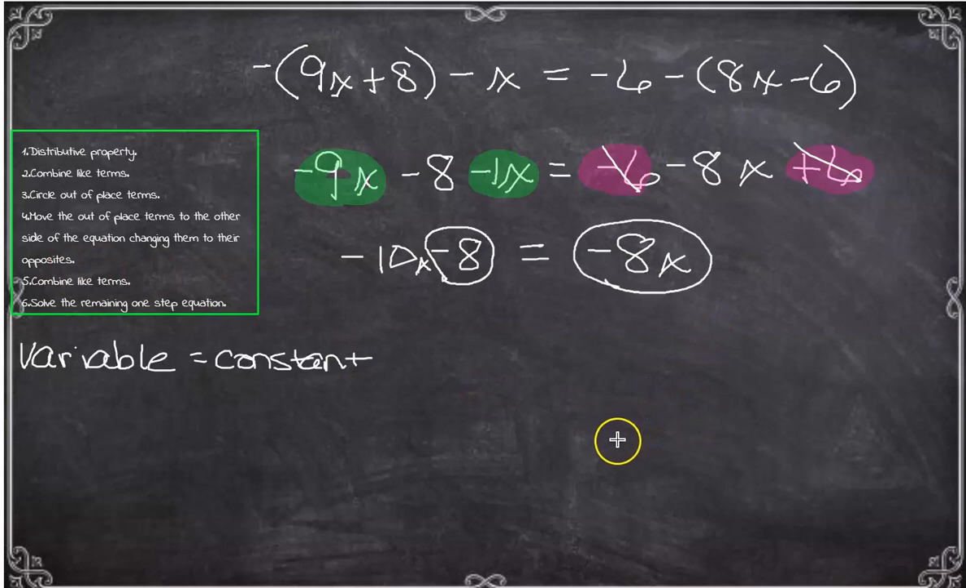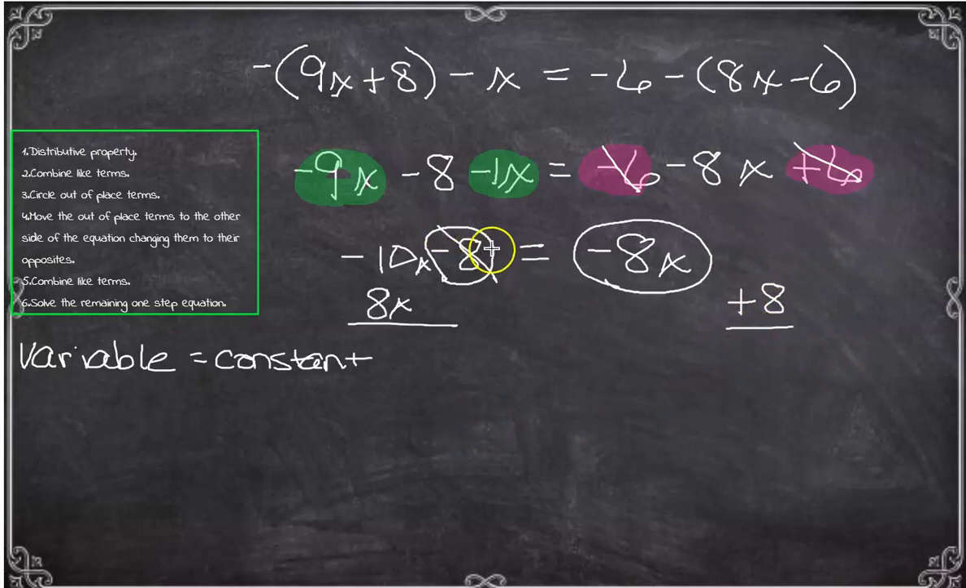The next step says, move the out of place terms to the other side, change them to their opposite. You know that when you solve an equation, you're going to add the opposite to the other side. So let's move this variable first. I have a negative 8x, so I need to put a positive 8x over here, underneath this negative 10x. I'm going to combine those in just a minute. And then this negative 8, I need to change it to a positive 8 over here. Well, I'm not adding it to anything because there's nothing to add it to.